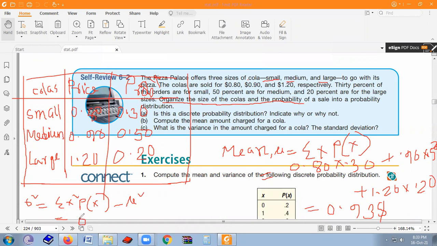So variance is 0.885. 0.020. Maybe this one, okay. And then the standard deviation is the square root of this, 0.0201, and this is equal to 0.1418 dollar.